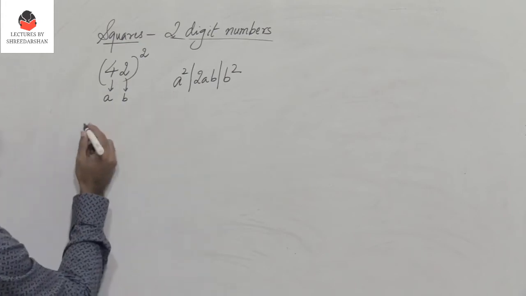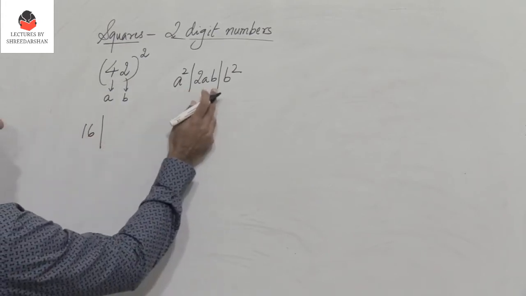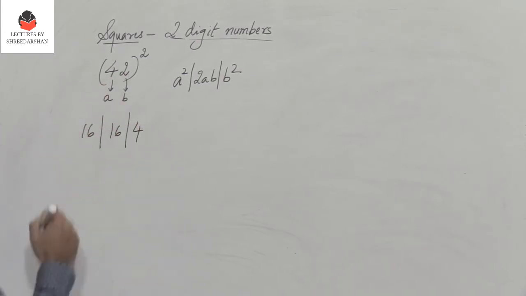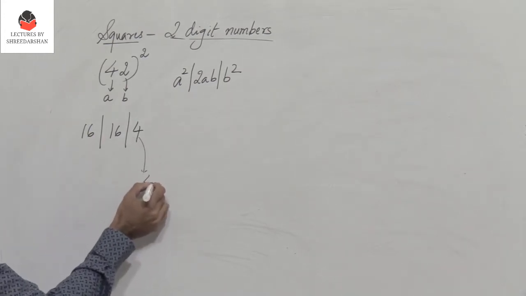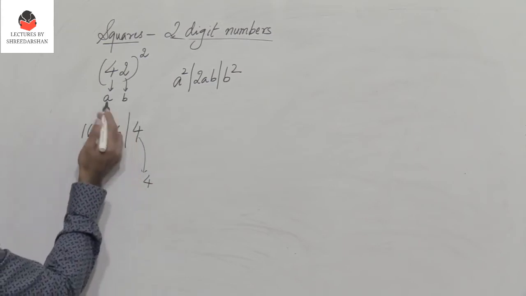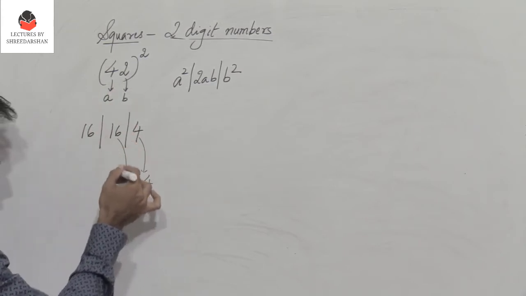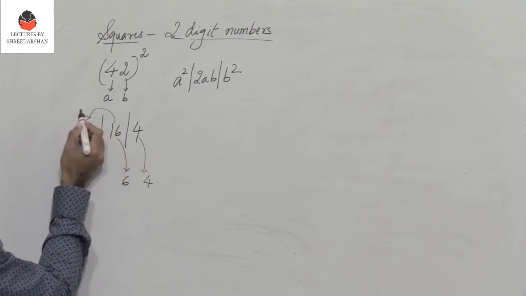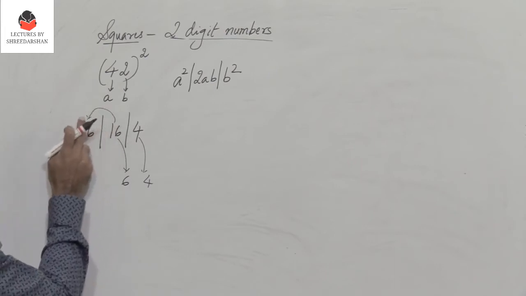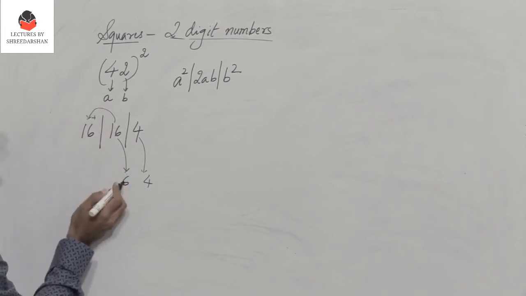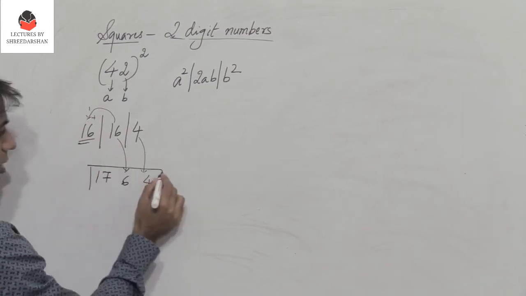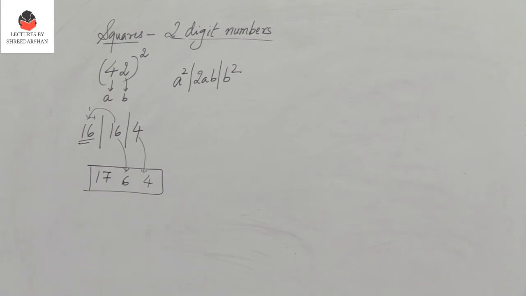Let me write A square, which is 16; 2AB: 2 into 4 is 8, 8 into 2 is 16 again; and B square is 4. So what do we do? First I write 4. Is there a carry? There is no carry. Then I drop the units place, which is 6, and always take the carry to the next. So 1 is the carry which gets added to 16. So I write 6 here and I add this 1 to 16. So 16 plus 1 is 17. So 1, 7, 6, 4 is the square of 42.